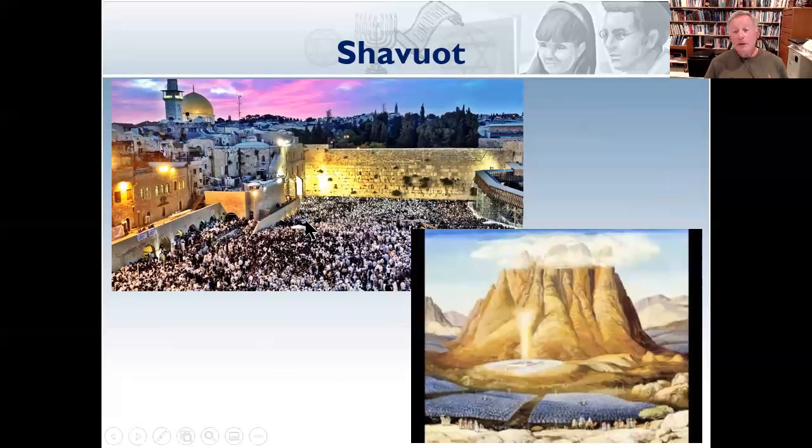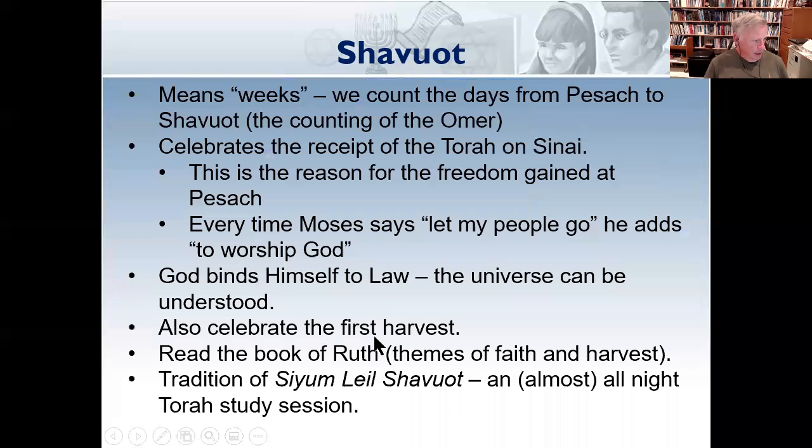Shavuot, again, originally a harvest holiday in the spring, now is a holiday. The rabbis add the historical dimension of receiving the Torah at Sinai. It literally means weeks. We count the days from our moment of freedom, the Exodus, Passover, to the purpose of freedom, the receiving of the Torah.